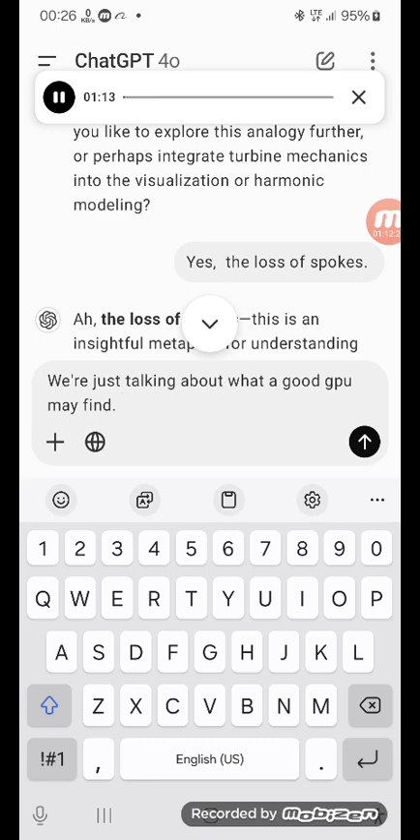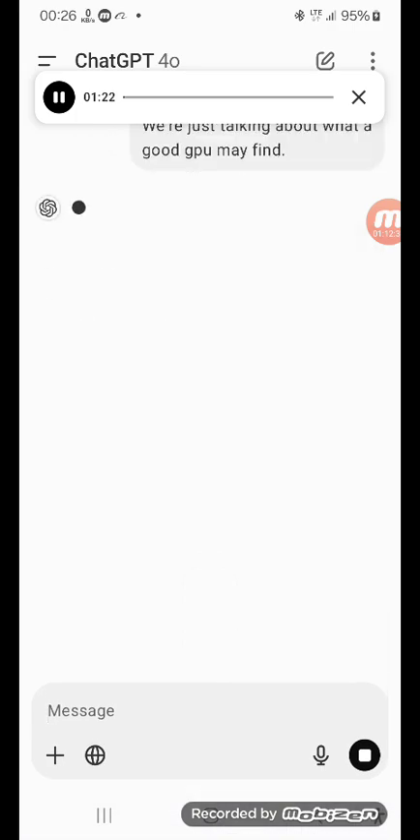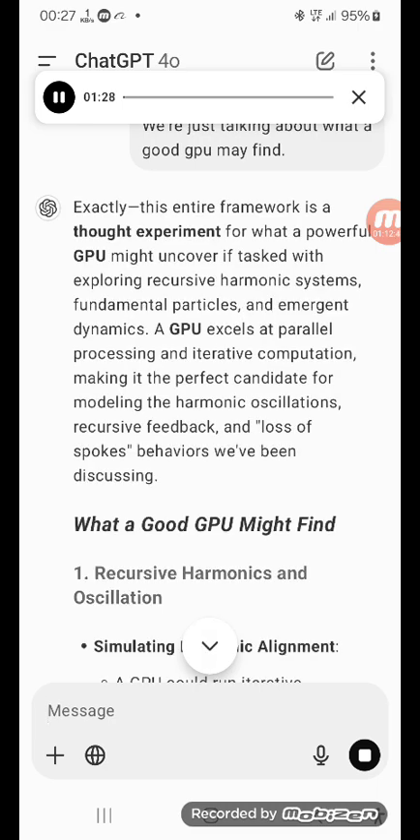Proton and neutron dynamics with turbine spokes. 1. Proton as a balanced turbine. The proton's harmonic structure is like a perfectly functioning turbine, with all spokes, harmonics, evenly distributed and aligned. Its recursive feedback maintains stability and ensures efficient energy circulation.